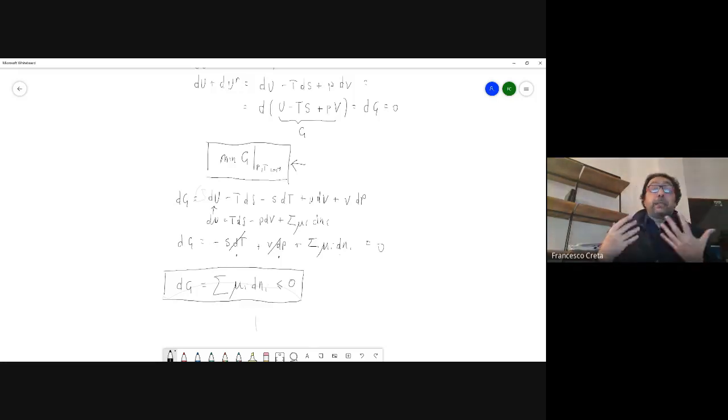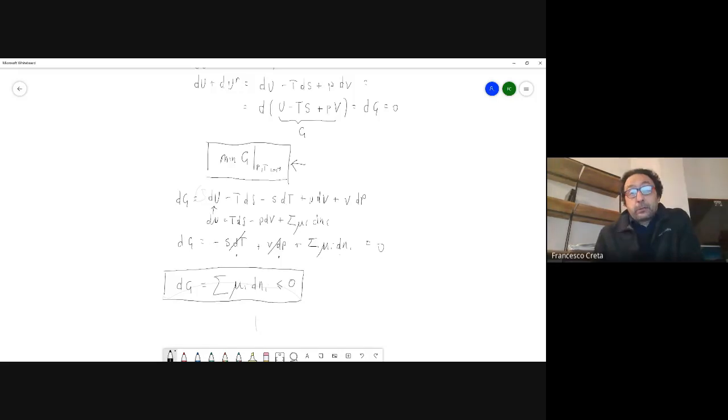So the spontaneous evolution of any chemical system at constant temperature and pressure is to drive the composition towards a minimum of Gibbs energy. And at the end, when dG is equal to 0, it means that we have reached the equilibrium point. We have reached the chemical equilibrium point.